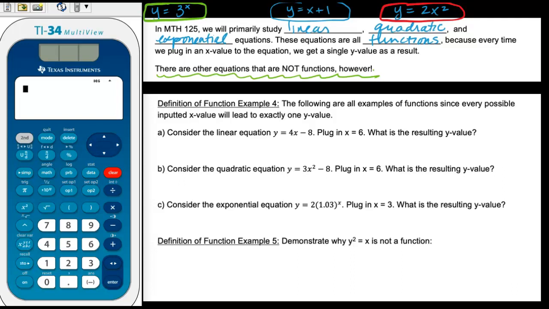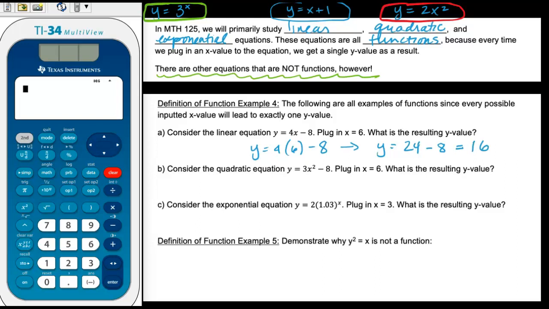These are examples of functions, since every possible inputted x value will lead to exactly one y value. So for a, b, and c, we've got some equations. Let's go ahead and start with a. We've got the linear equation y equals 4x minus 8, plug in x equals 6. That just means we're going to plug in a 6 for x and evaluate. So we end up getting y equals 24 minus 8.